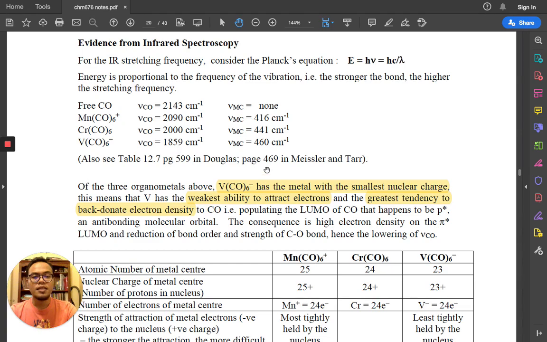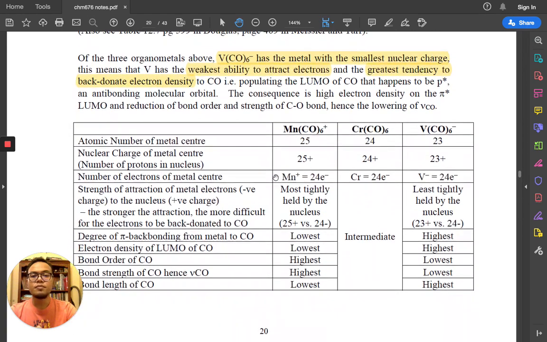Okay, now let us discuss this further. Of the three organometals above, vanadium has the metal with the smallest nuclear charge. Nuclear charge is actually taken from the atomic number. From vanadium, chromium, and manganese, you can see here vanadium 23, chromium 24, and manganese 25. So we can say that vanadium has the lowest nuclear charge because it has the lowest atomic number. So when this happens, your vanadium will have the weakest ability to attract electrons.